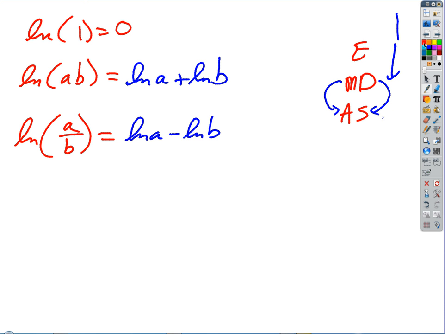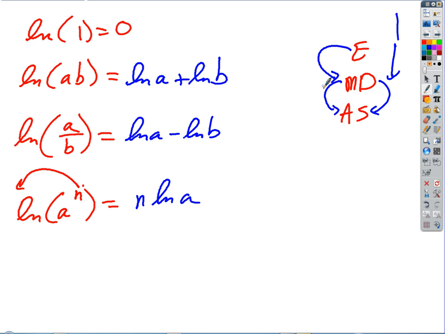Now, what about a power? The natural log of a power. What do you suppose that equals? Product. So we're going to take that power, that exponent out front, and it becomes n times the natural log of a. So look what it is. Now the exponent becomes a product. See, it pushes everything down.